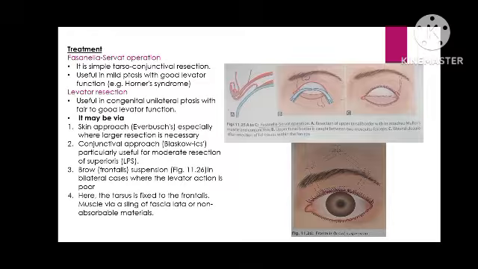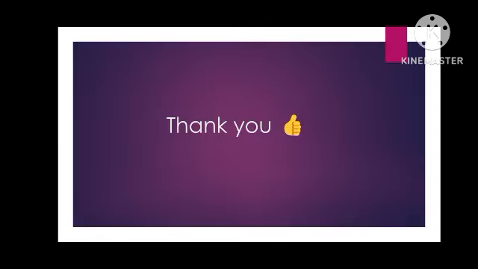First is the one given in frontalis sling operations. It is mainly done in the upper lid. The skin approach is used especially where a large resection is necessary. The conjunctival approach is particularly useful in moderate resections of ptosis. Brow suspension is for bilateral cases where levator action is poor. Here the tarsal fixation to the frontalis muscle is done with simple unabsorbable materials. This figure shows how the procedure is done in treatment, levator resection and frontalis sling operation surgically.